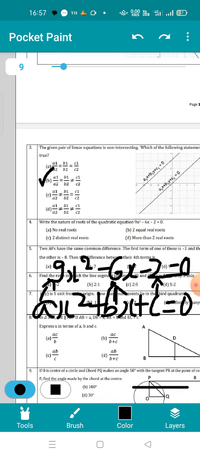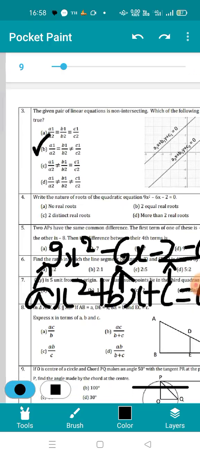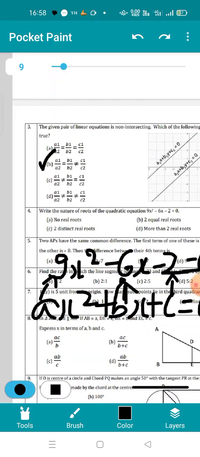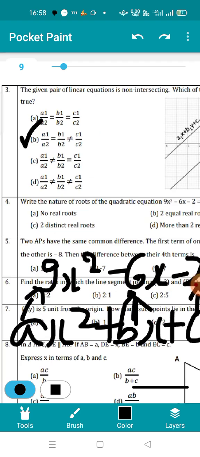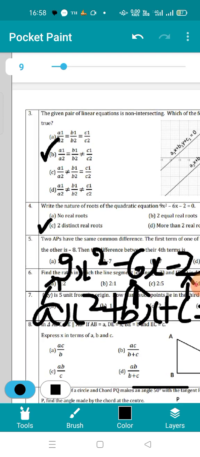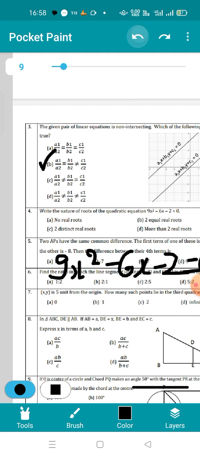So now let us look at the option which says real and distinct. Now he says two distinct real roots. Why is he saying two? Look at the equation, it's a quadratic equation. A quadratic equation can have at most two roots, and both the roots will be two distinct real roots. So option C was correct for question 4. Option C is correct. Now let's look at question 5 and then try to answer that.